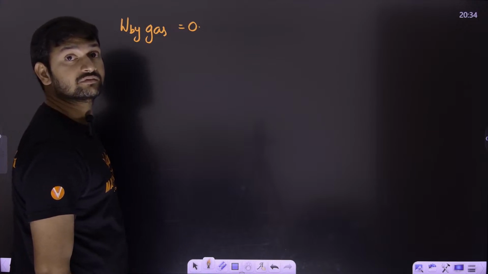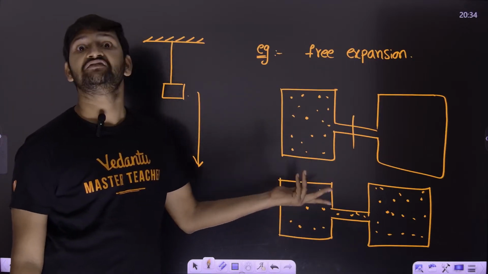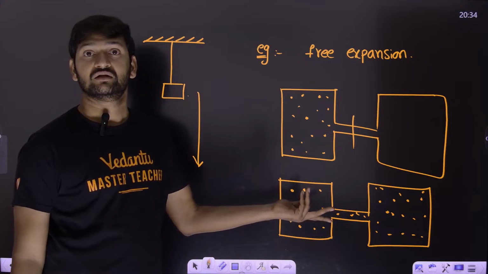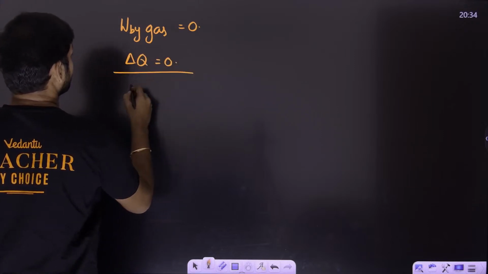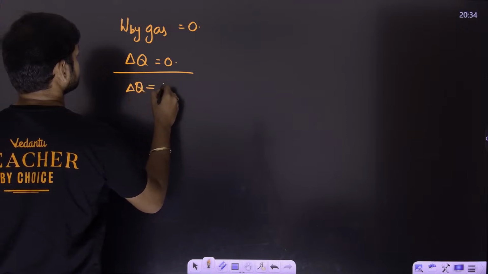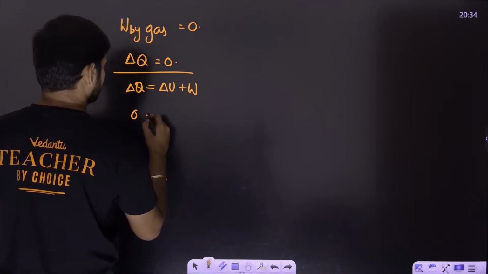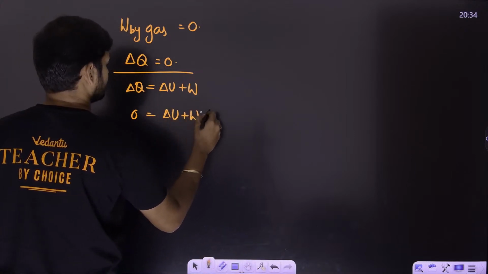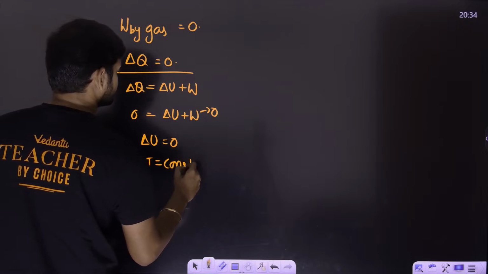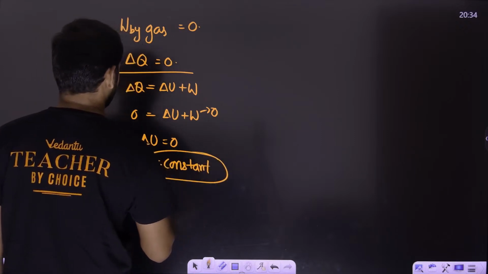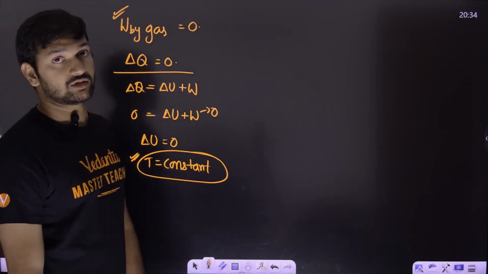Now, does it get heat from anywhere? No one is giving heat to it. Delta Q is zero. Then from the first law of thermodynamics, delta U is also zero. That means temperature is constant. So in free expansion, temperature will be constant, and work done by the gas will be zero. Delta Q zero, delta U zero.